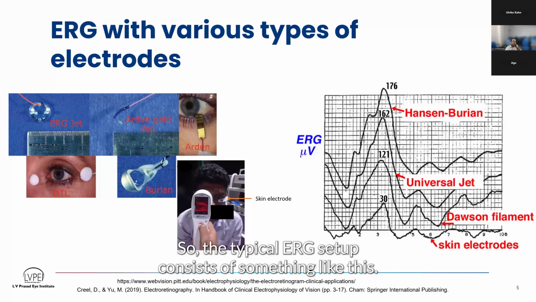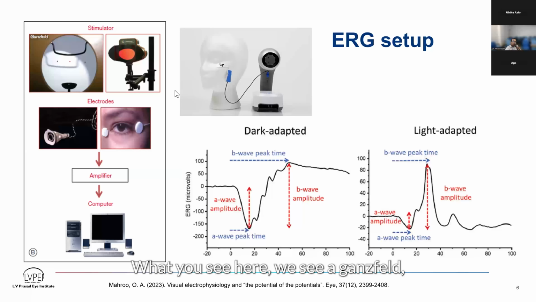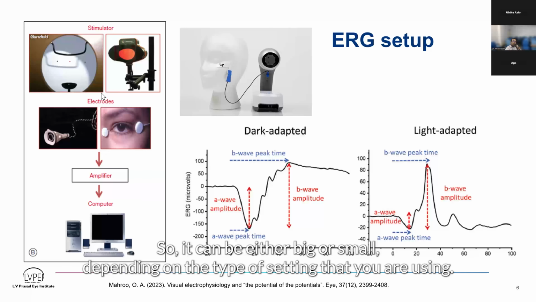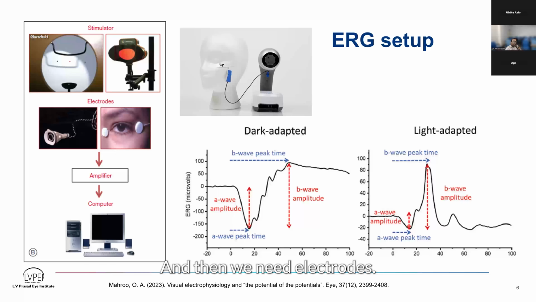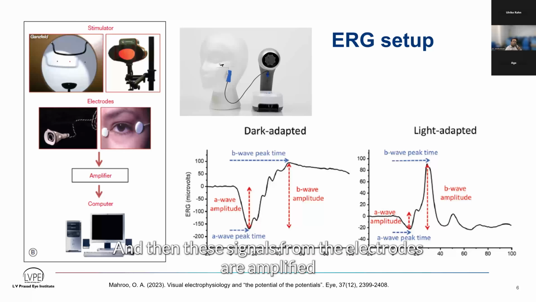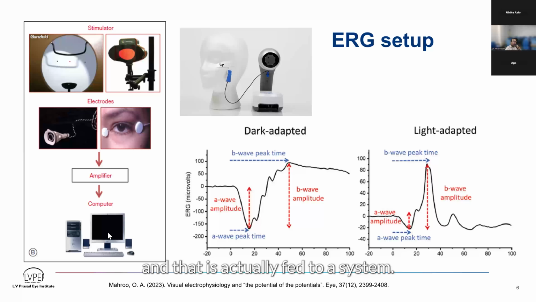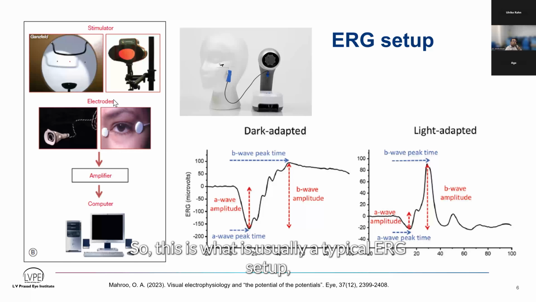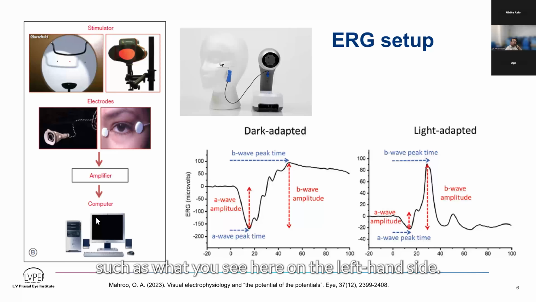So the typical ERG setup consists of something like this. What you see here is a Ganzfeld, and the Ganzfeld can be in one of these formats. It can be either big or small, depending on the type of setting that you are using. And then we need electrodes, and the signals from the electrodes are amplified and fed to a system. So this is what is usually a typical ERG setup, such as what you see here on the left hand side.